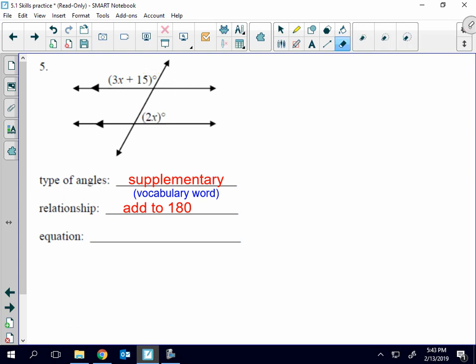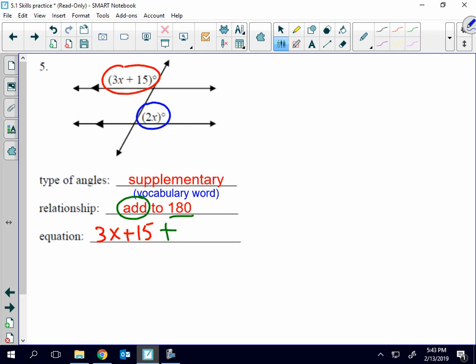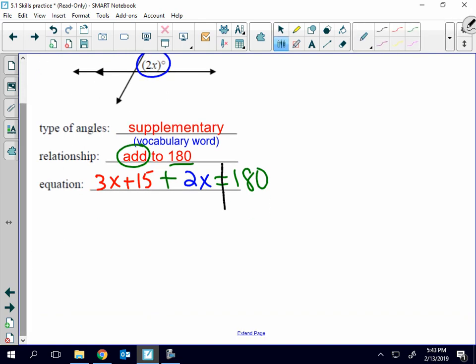So let's just take these two angles. I'll color code again here. Let's take this angle, which is 3x plus 15. We're going to add it, because they add to 180, to this angle, which is 2x. And again, when I add them, they're going to equal 180. Okay, so we're going to solve this equation.